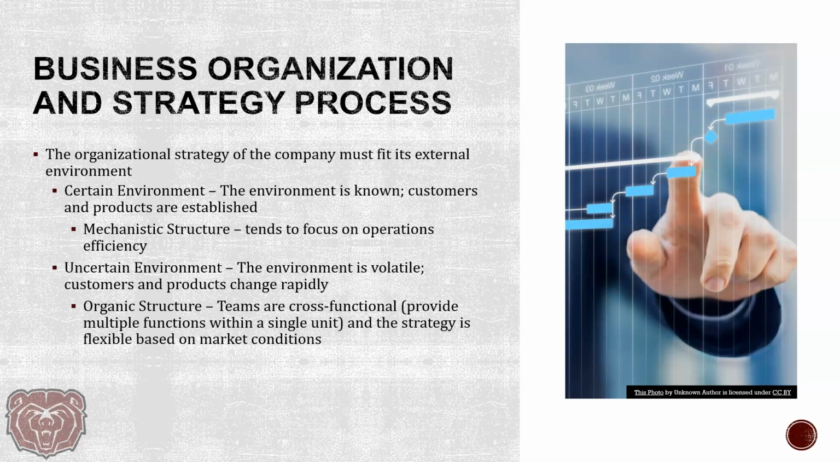The other one is what we call the uncertain environment. This is an environment that's pretty volatile. Your customers, your products, they change rapidly. Your approach, your strategy has to be very flexible. You've got to change on the fly. You've got to be willing to adapt. That's an uncertain external environment. You tend to have what we call an organic structure here. So your teams are going to be cross-functional, meaning your HR may provide some management duties, and your marketing team may provide some HR duties. You're going to have cross-functional teams that are flexible and provide multiple functions. That allows your strategy to be flexible and change based on market conditions.